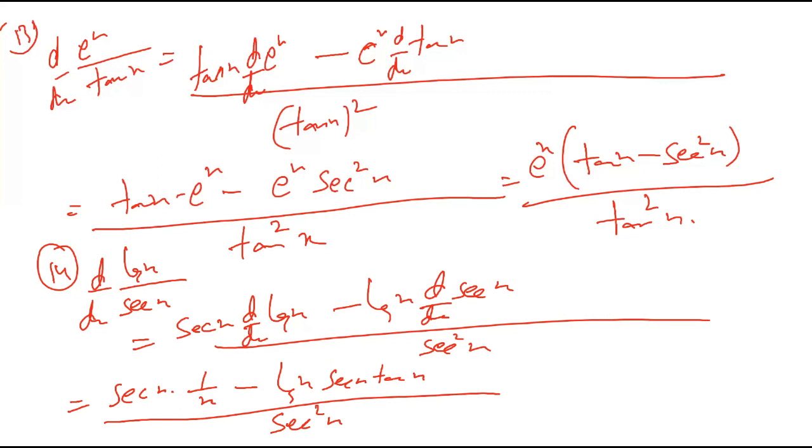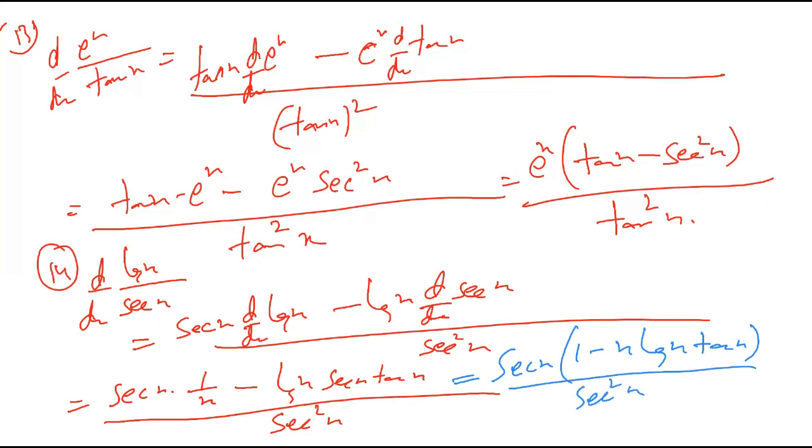Now it's up to you. You can take common sec x in the numerator, as well as take the LCM there, and you will be having sec x at the outside. And now let's write it down. This will give you sec x, and in the bracket, this is 1 by x. If you do it like this, it will give you 1 minus x log x tan x. This is in the numerator part, and in the denominator you are having sec square x.